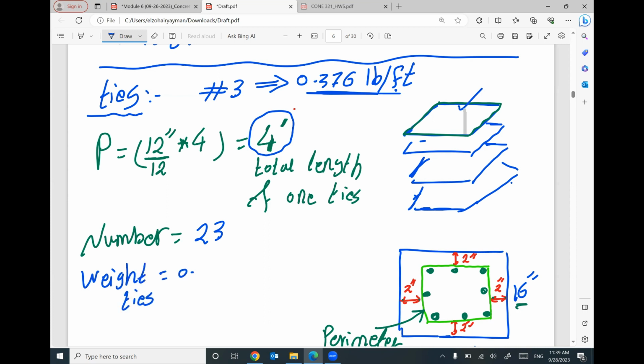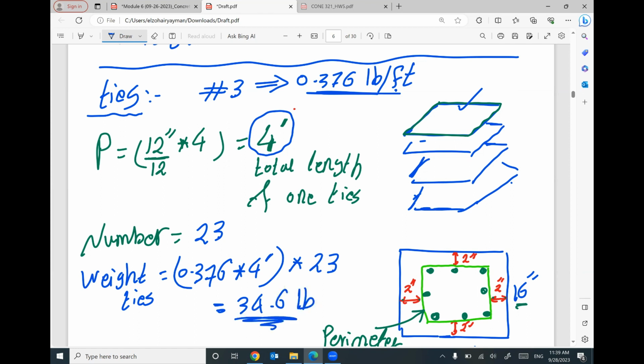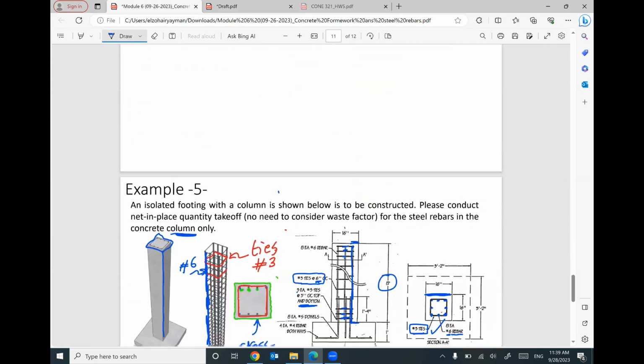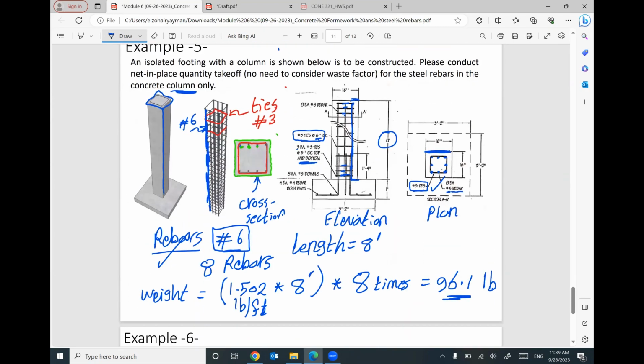So the total weight of ties will equal 0.376 times 4 feet times how many? 23 ties. 0.376 times 4 times 23 will equal 34.6 pound. I need to order 34.6 pound of number 3 to construct my ties. And I need to order 96.1 pound of number 6 to construct my steel reinforcement.